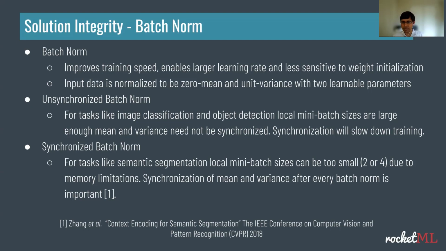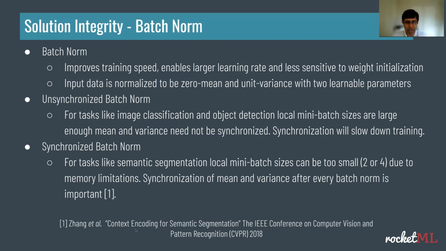But for some tasks like semantic segmentation, right, local mini batches can be too small because of large memory limitations. When you're running a segmentation task, and especially when you're running UNets or any of these fully convolutional networks, the memory footprint requirements are large. So on a single GPU, you may only be able to fit small mini batches. And in that case, the divergence between two workers in terms of mean and variance can be large. So synchronization is something you need to do. That is, synchronization of mean and variance becomes important. Otherwise, your overall convergence and solution suffers.